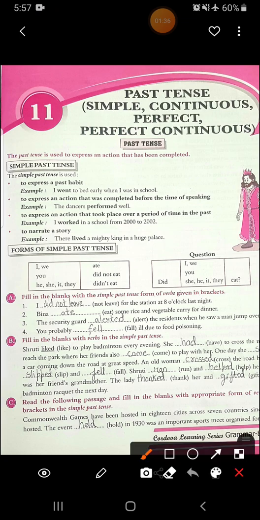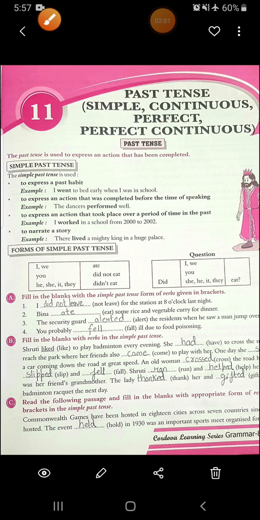Then second is to express an action that was completed before the time of speaking. The dancers performed well, means it is used to express an action that has completed just before we have started speaking. Alright, like see the example. The dancers performed well, means the dancers, they have performed and they have performed well. So when I'm speaking, I'm speaking about the action that has already been completed.